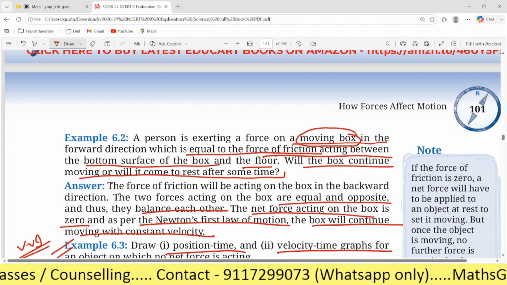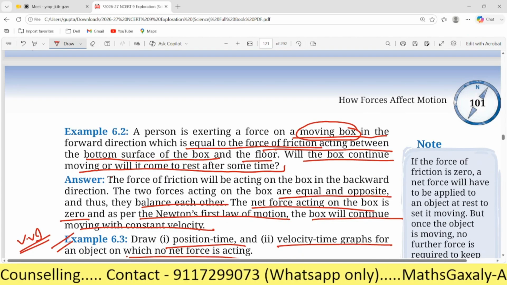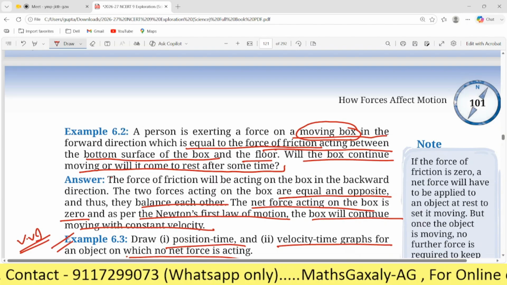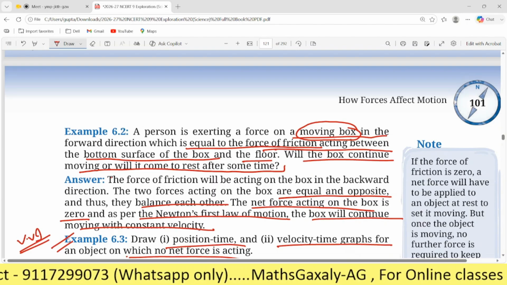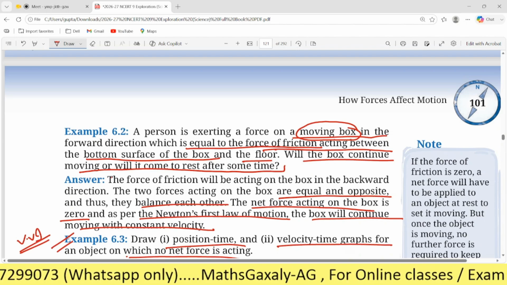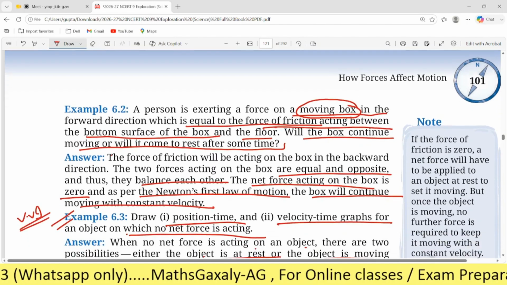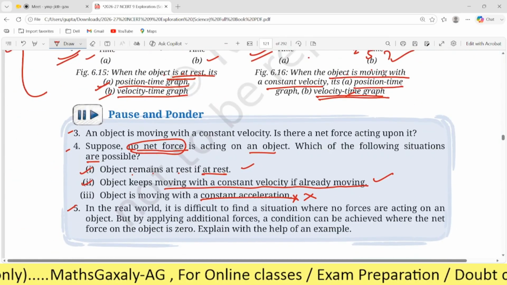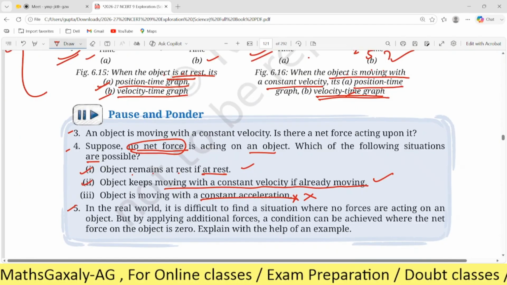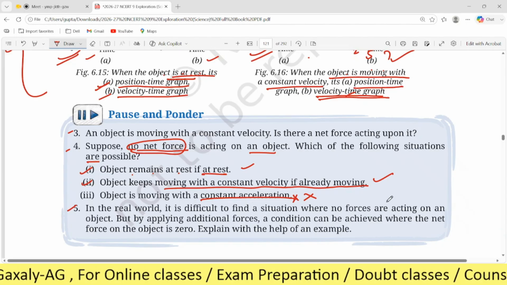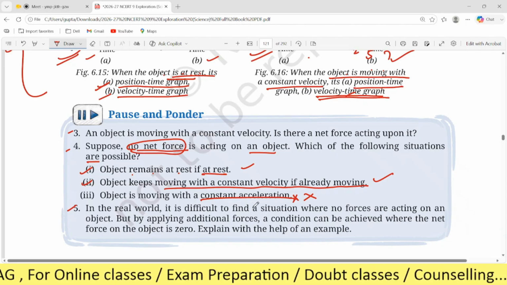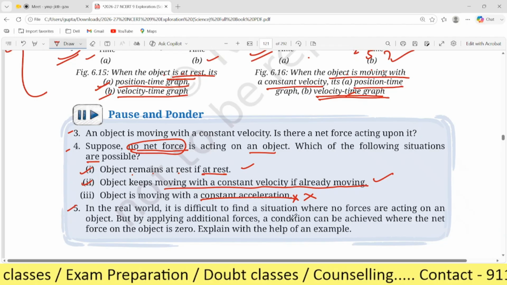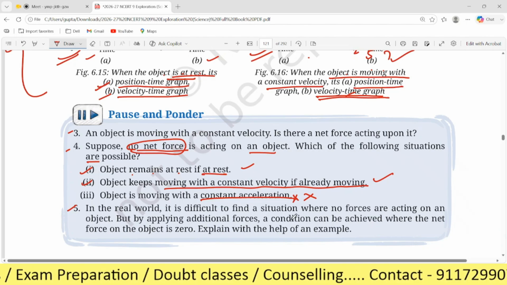In this example, a person is exerting a force on a moving box in the forward direction which is equal to the force acting between the bottom surface of the box and the floor. Will the box continue moving, or will it come to rest after some time? So here the box was moving, but the condition is net force of zero, where no net force is acting on the object. So you can write that one also. Either the object is moving or not, the main thing is that net force should be zero.